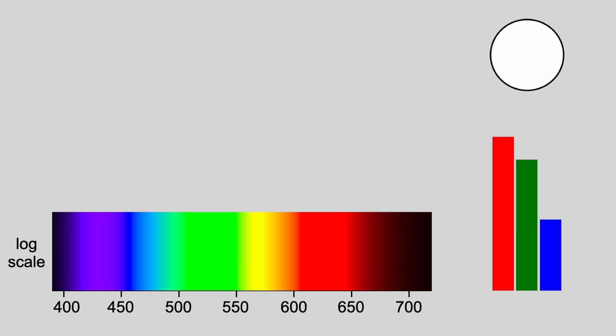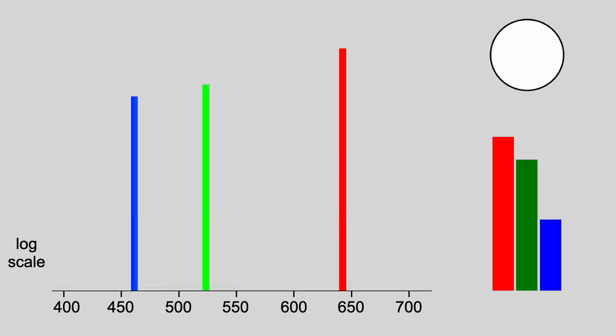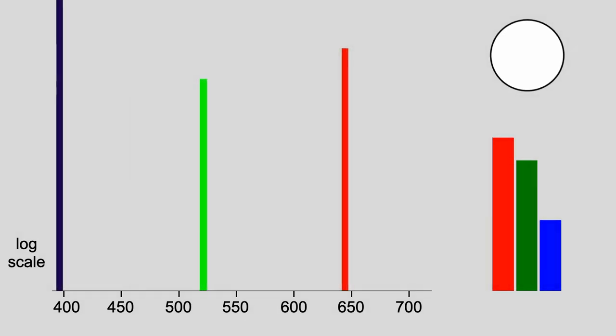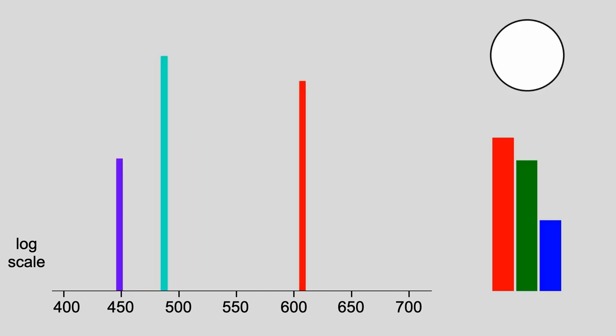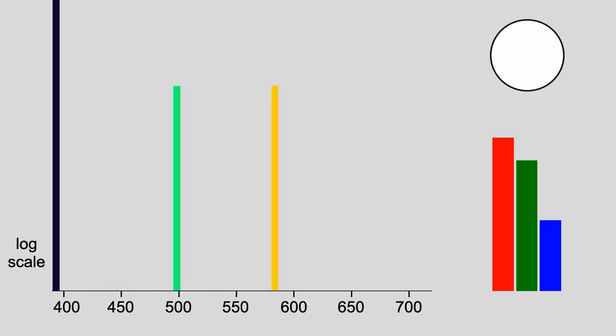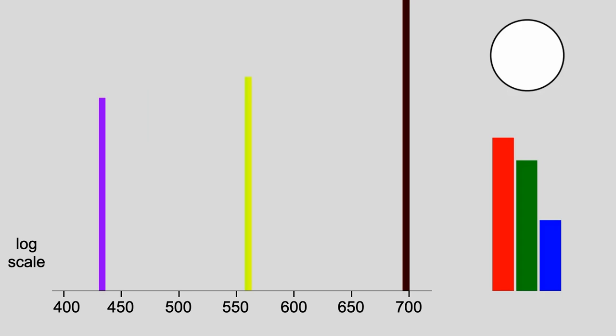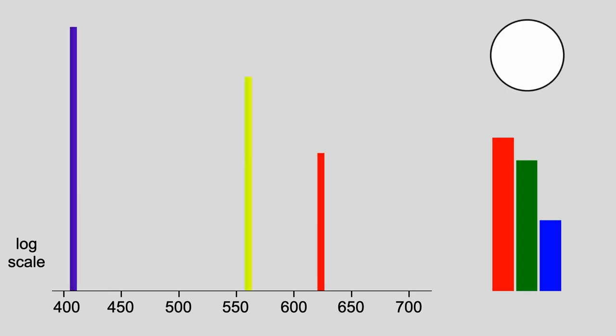But there are other ways to produce that same cone response. For example, this spectrum produces the same exact response in all three cones, as does this spectrum, and all of these. We perceive all of these spectra as the exact same shade of white. Two spectra that appear identical to us are called metamers. So while we're good at discriminating individual wavelengths, we're pretty lousy at telling apart more complex spectra.